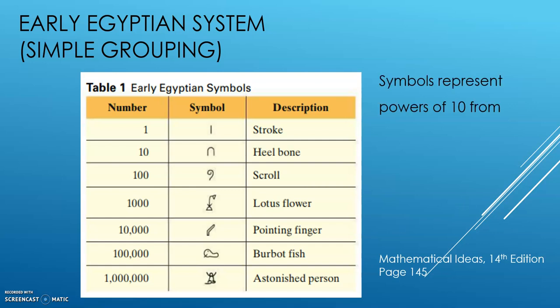Symbols represent powers of 10 from 1 through 1,000,000, and it is a base 10 system. 1, 10, 100, 1,000, multiplying by 10 each time.